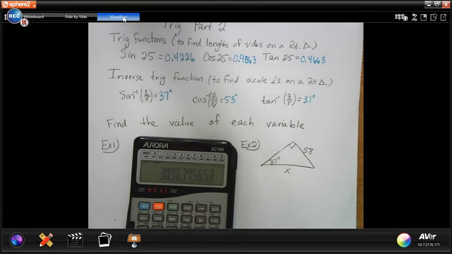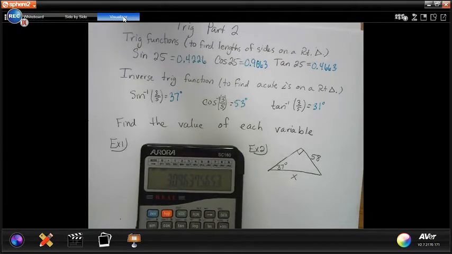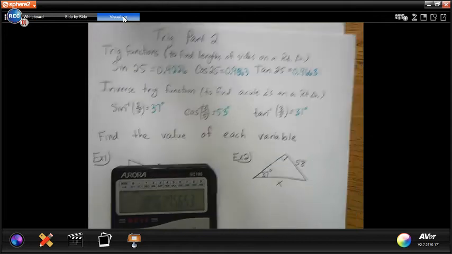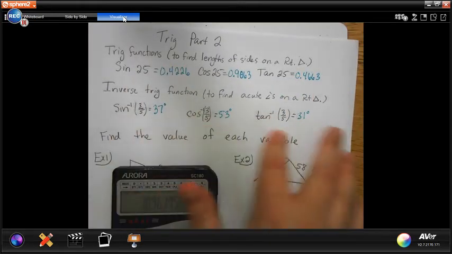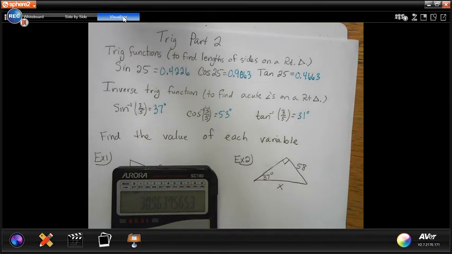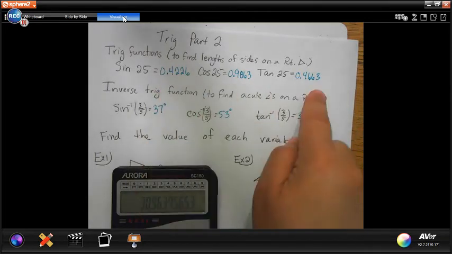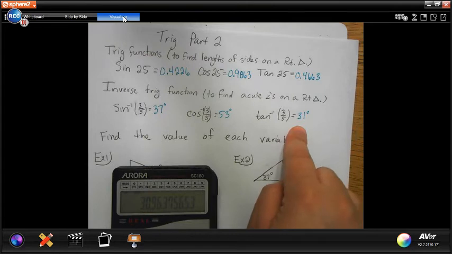Okay, so you're going to have some problems like that on your test. So you want to make sure they're going to be just like this. I mean, different numbers, obviously, but you do them the exact same way. Here you get a decimal, here you get a whole number. Okay.